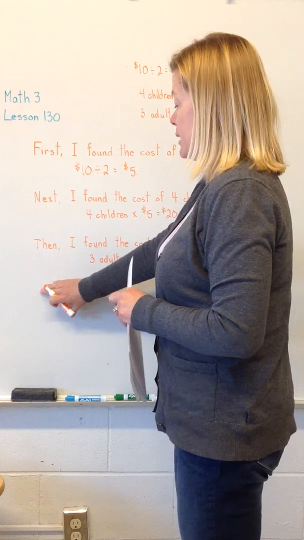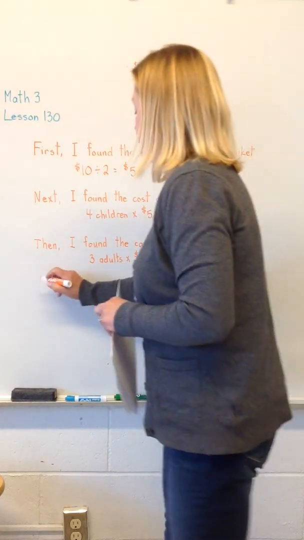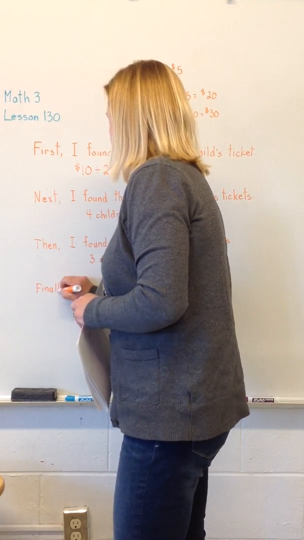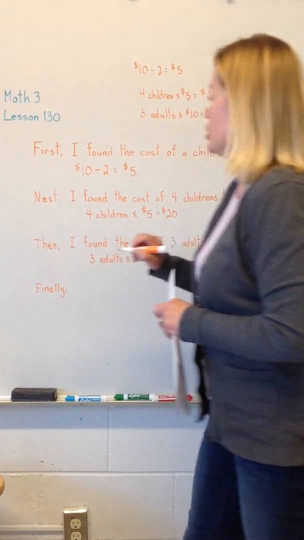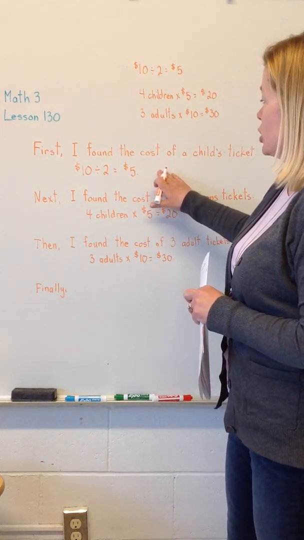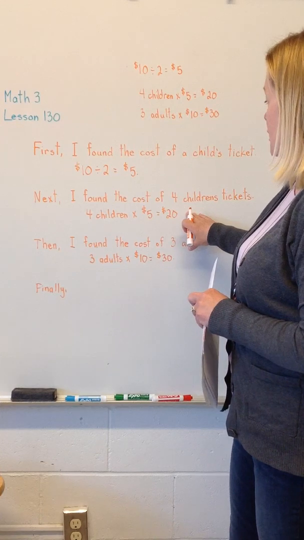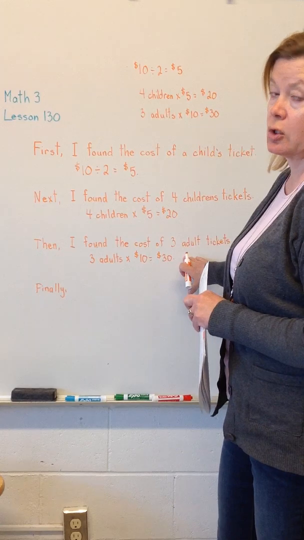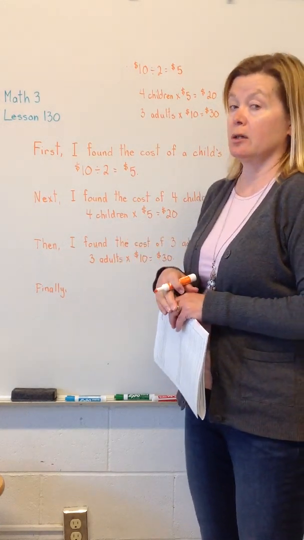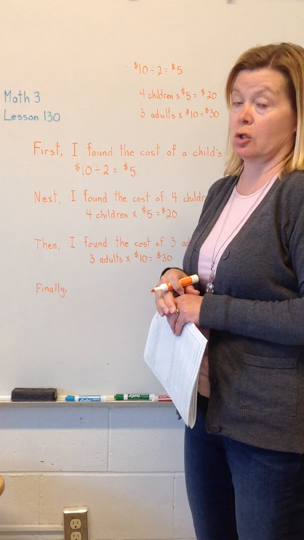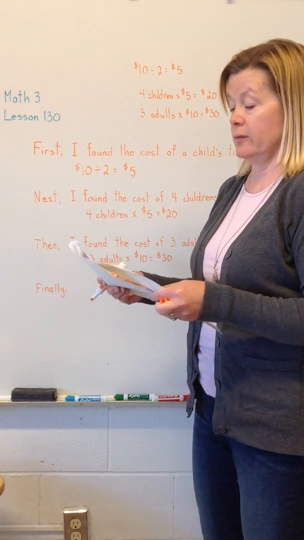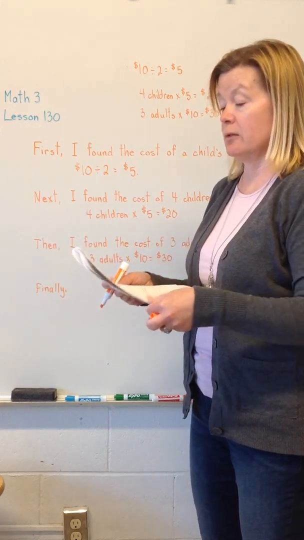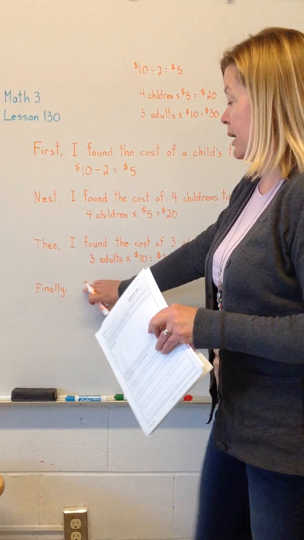Okay, we have our finally step. Remember, those are the last 2 lines on your paper. So what's the last thing that we need to do? We found the cost of 1 child's ticket. We found how much it costs for 4 children to go to the movies. We found how much it costs for 3 adults to go to the movies. So we need to find out how much it's going to cost for everyone to go to the movies. Remember, we have 3 adults and 4 children. So we need to add them together.